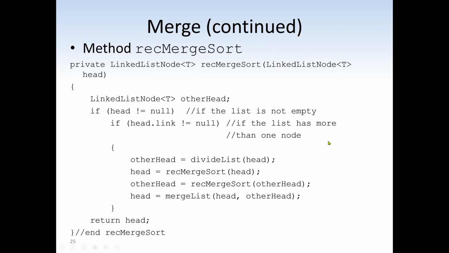Now, if the list has more than 1 node, then we assign the divide list head to otherHead, and also call recMergeSort with argument head to newHead, and then call recMergeSort otherHead to otherHead, and also merge list head and otherHead to head. Then we'll return the head.